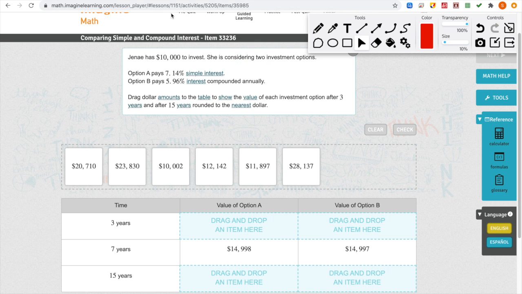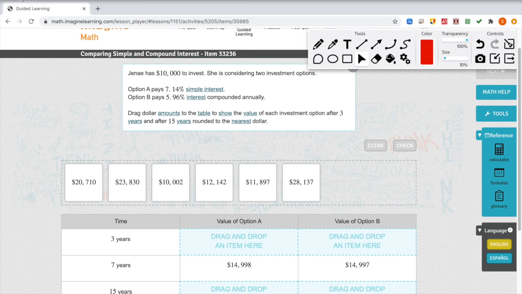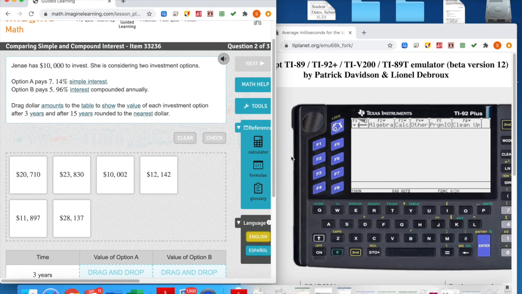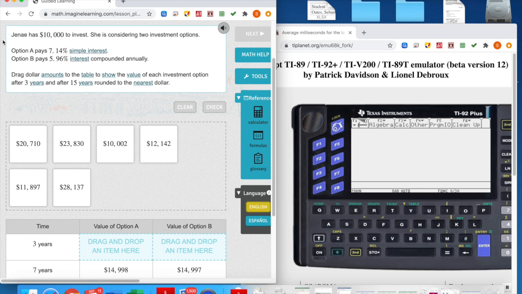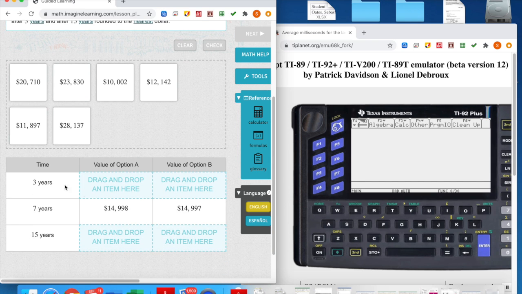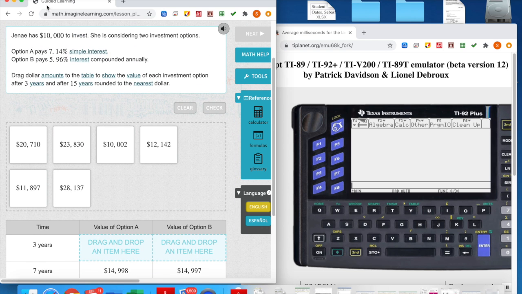So now we're going to do the same thing we've been working on when finding these interest rates, but we're just going to follow along. So first off, we're going to look at Janae, and she has option A. She's going to invest $10,000, so her principal is $10,000. She's going to do 7.14% simple interest. And we're going to have to use each of these to find out the different years.